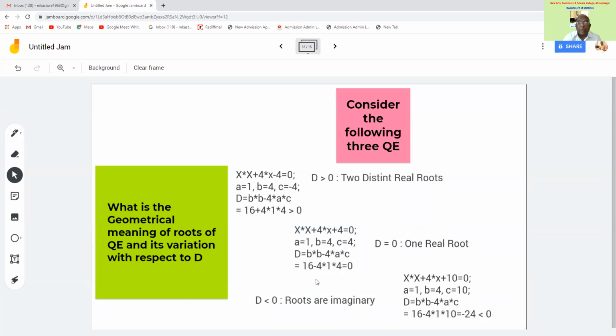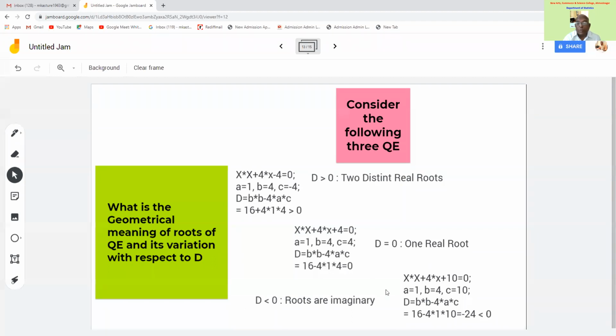Now let us take another one. X square plus 4x plus 4 equal to 0. The simple change is that here the constant is minus 4, and here the constant is plus 4. In this case, a equal to 1, b equal to 4, c equal to 4. And if we compute the discriminant, it is strictly equal to 0, saying that there will be exactly one root.